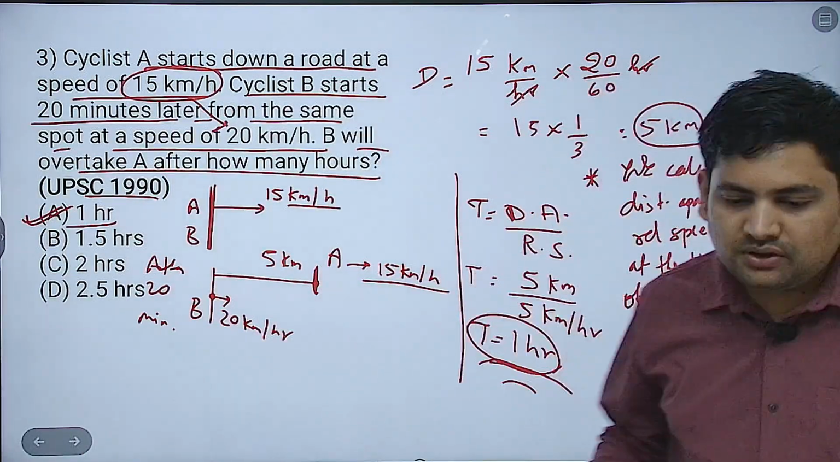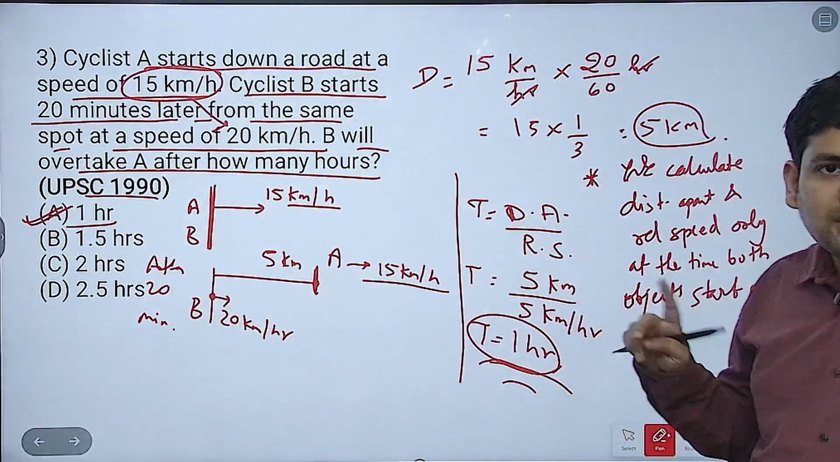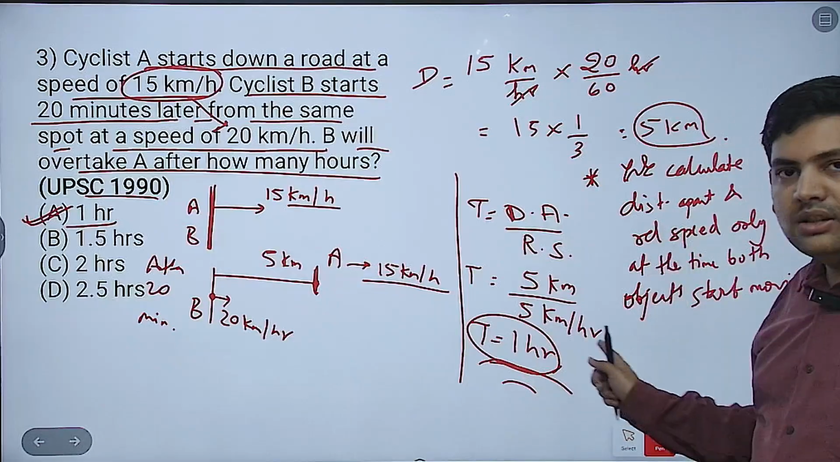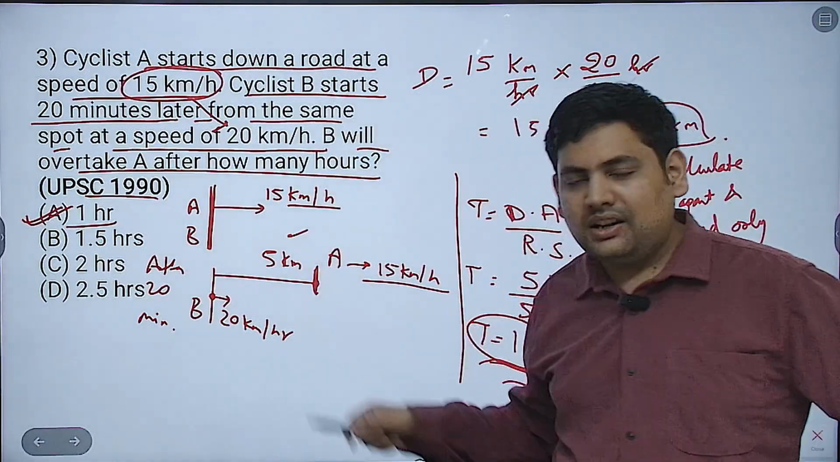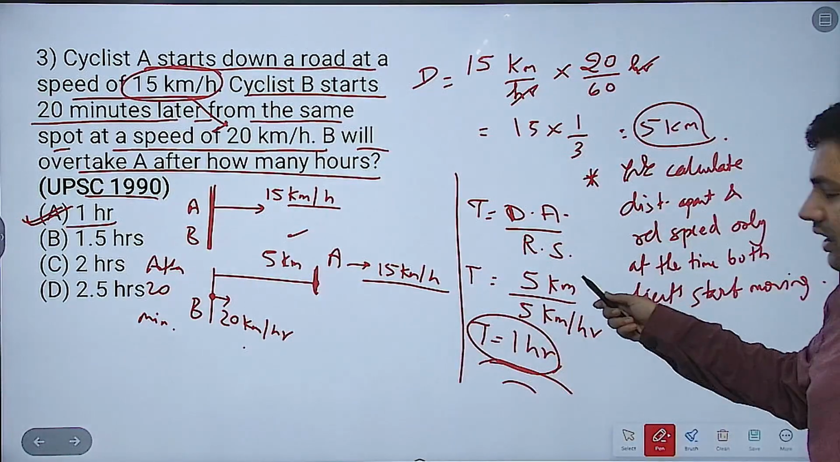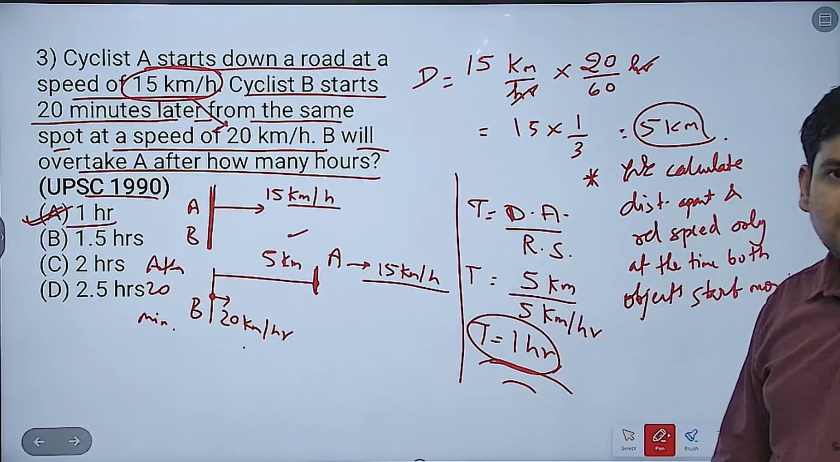Simply you have to first make sure that both the objects are moving. Once both start moving, then you calculate the distance apart and then you take the relative speed between them. Distance apart upon relative speed gives you whatever time will be taken.